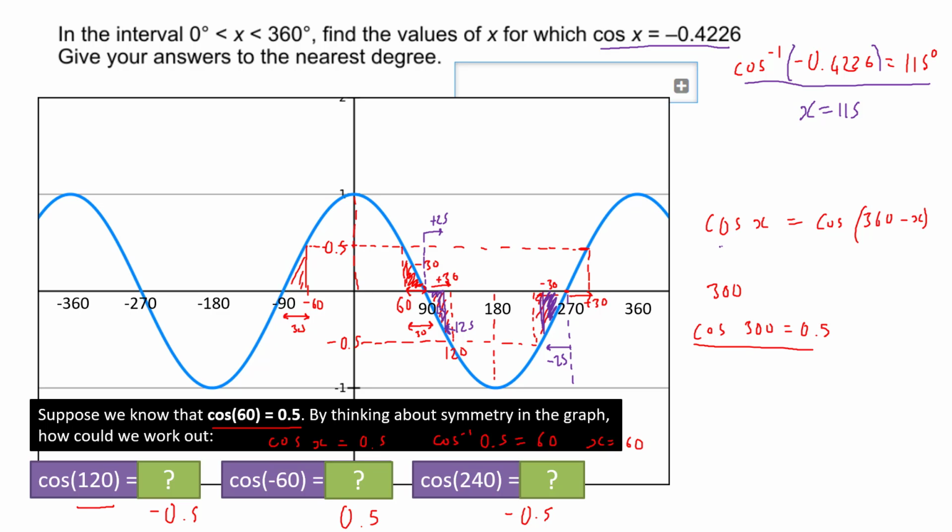And again you can see that cos 115 will equal cos 360 minus 115, which equals cos 245, and 270 minus 25 equals cos 245. So that answer is 245 to the nearest degree.